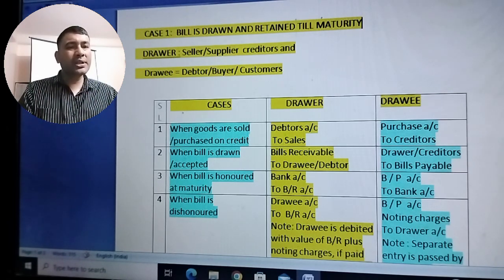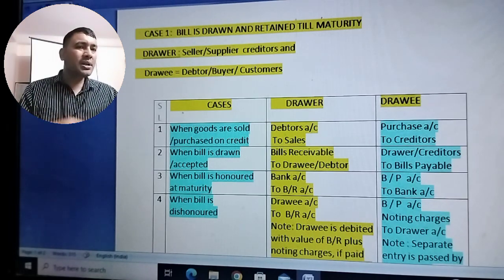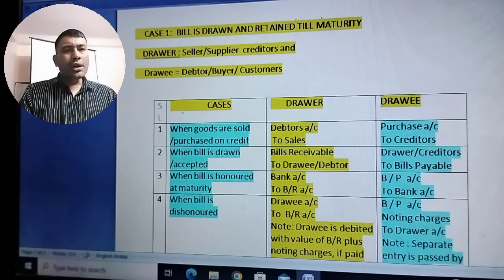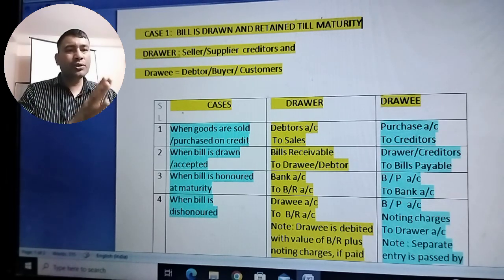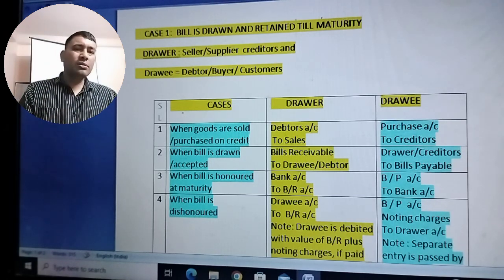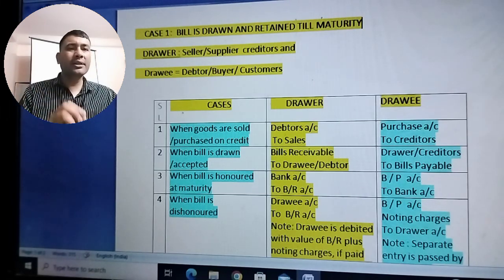After purchasing or selling goods, in order to ensure payment and to relieve from the fear of bad debts, the drawer and the drawee will sign a written agreement known as bills of exchange. For the drawer, it is a bills receivable, and for the drawee, it is a bills payable. When a bill is drawn by the drawer and accepted by the drawee, what will be the entry? Whenever a bill is drawn, the entry will be bills receivable account debit to drawee in the books of the drawer.